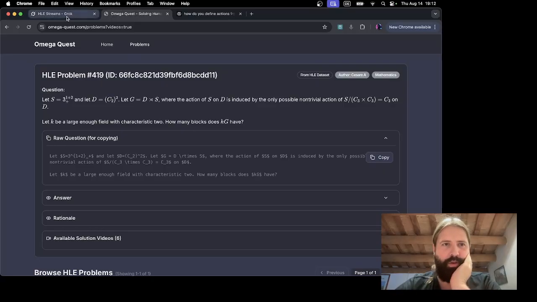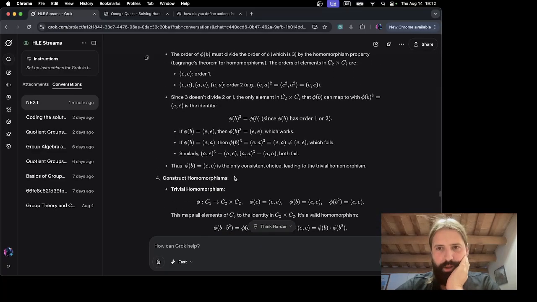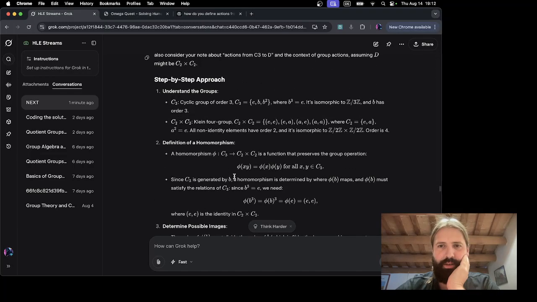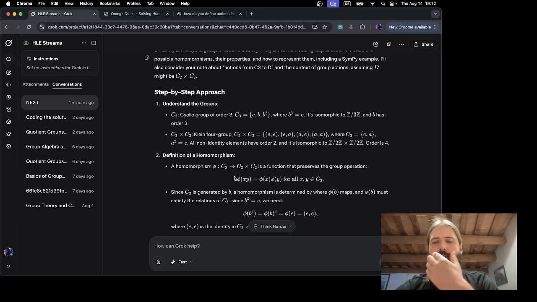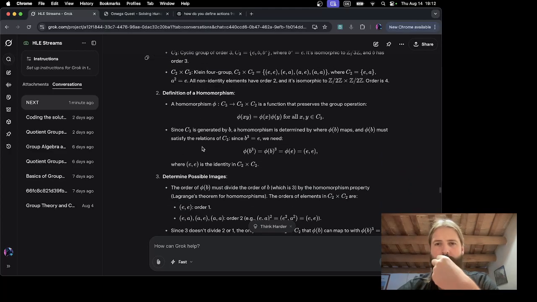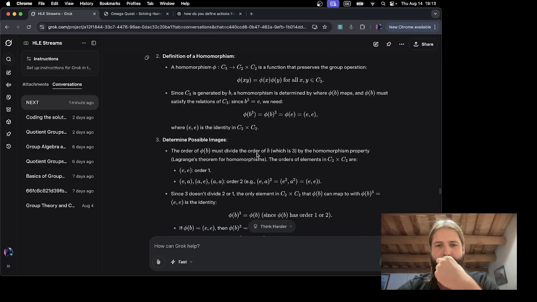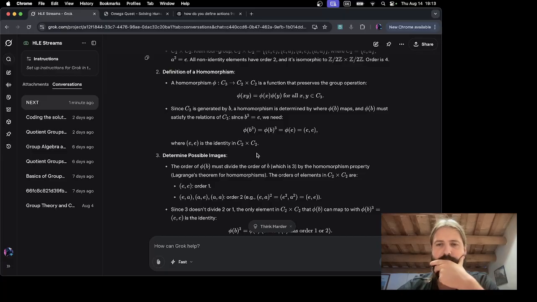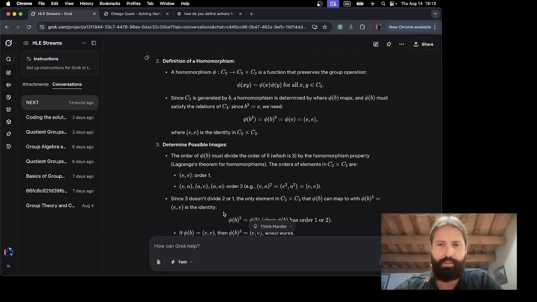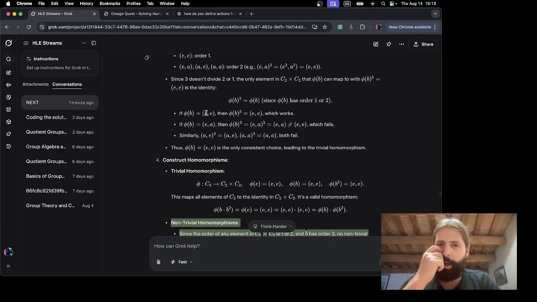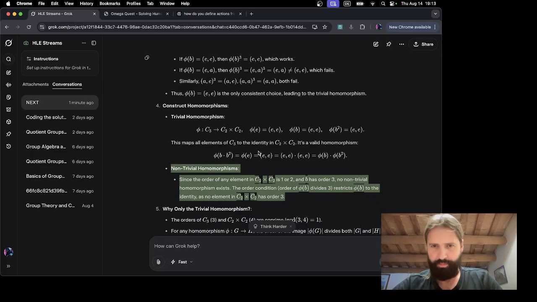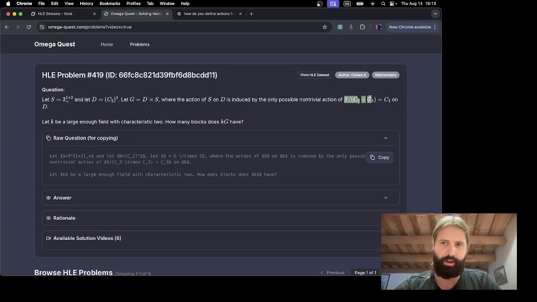So Grok's telling me there's no non-trivial homomorphism between C3 and C2 squared, because it preserves the group operation, right? So essentially the group operation is... So where is the reasoning going bad? Either this reasoning here is bad somewhere, or I'm just looking at it from the wrong perspective.